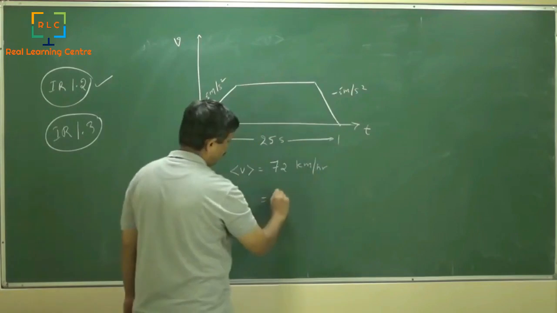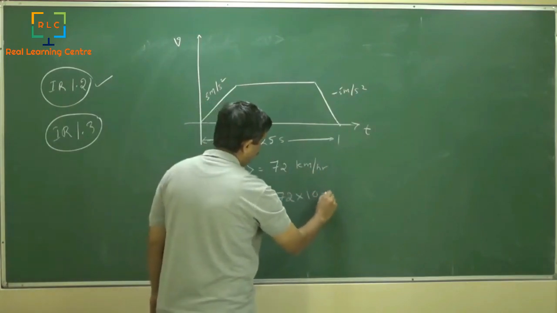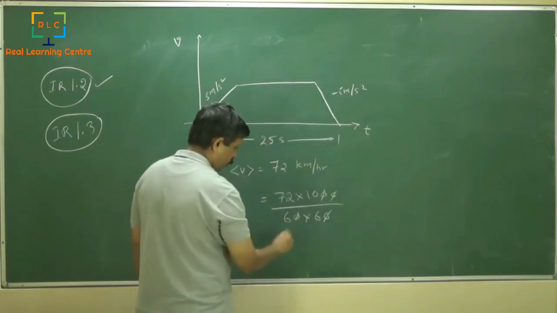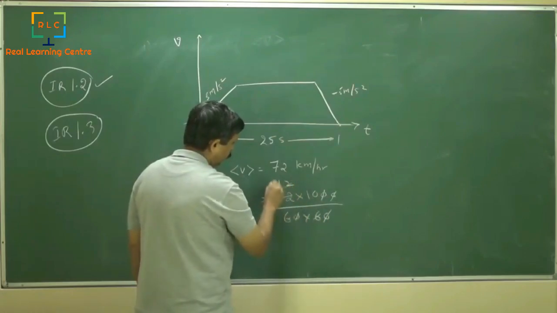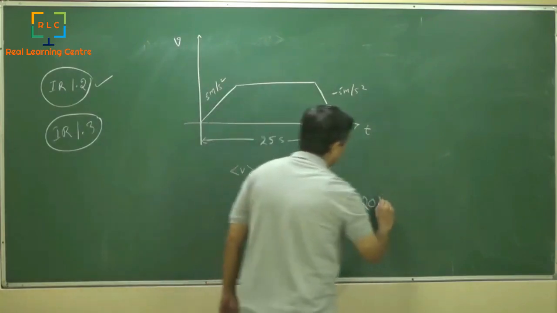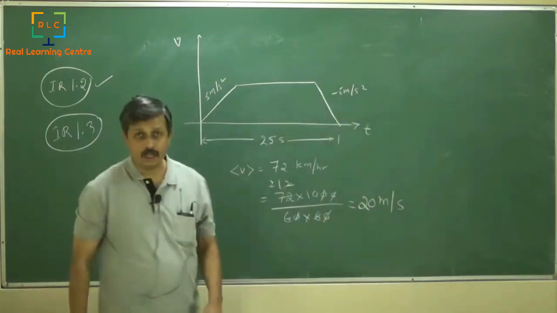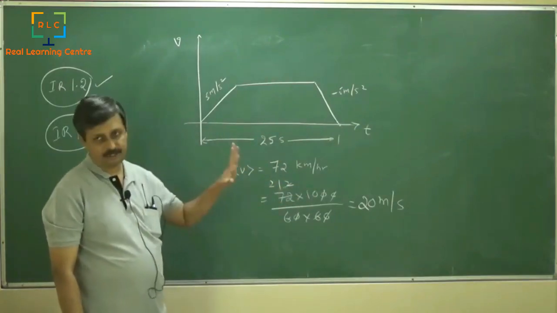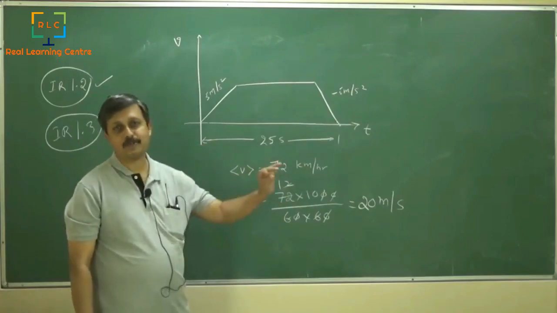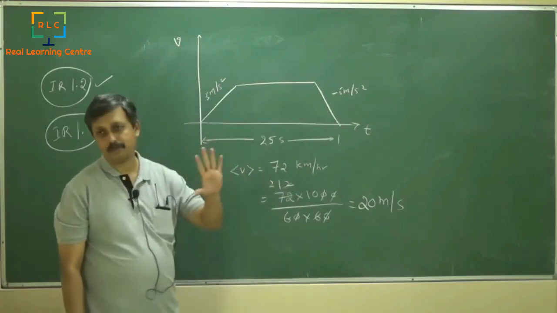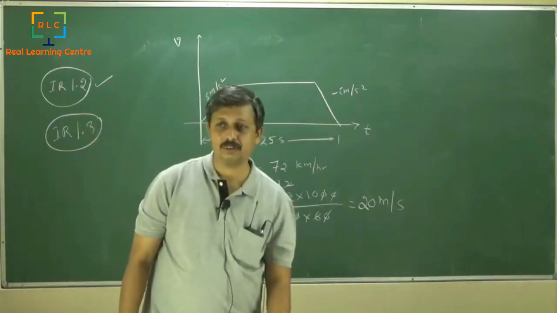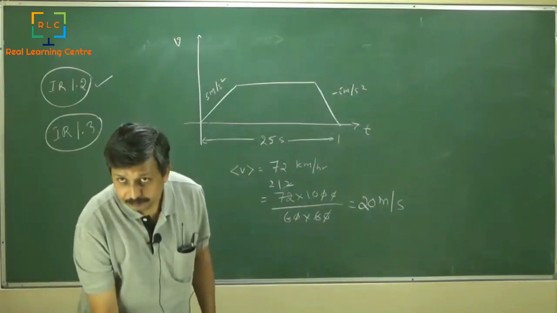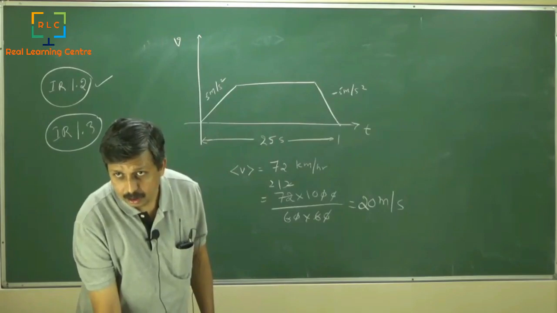I will convert it into meters per second, which is 72 into 1000 divided by 60 into 60, which gives 20 meters per second. You should always remember that 36 kilometers per hour is 10 meters per second, 72 kilometers per hour is 20 meters per second, and 54 kilometers per hour is 15 meters per second. Remember such things when you want to do things fast, because they are normally given in books and competitions everywhere.